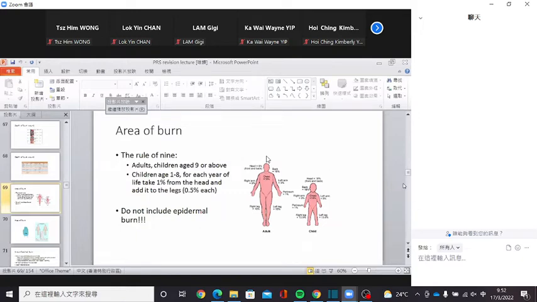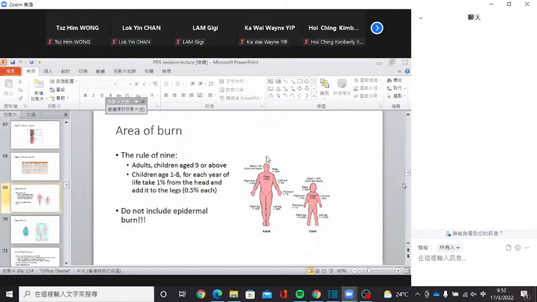We follow the rule of 9. So in adults, for the anterior trunk and posterior trunk, each will account for 18%. Each upper limb will be 9%, and each lower limb will be 9%. The whole head and neck region will be 9%, and the remaining 1% will be going to the perineum. And it is age adjusted for children under 9 years old because of their different body proportion.